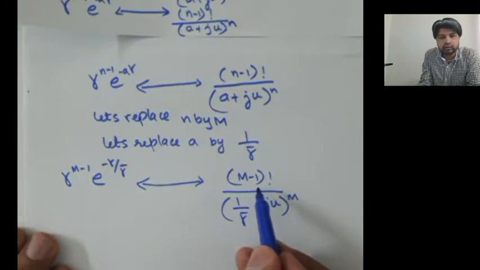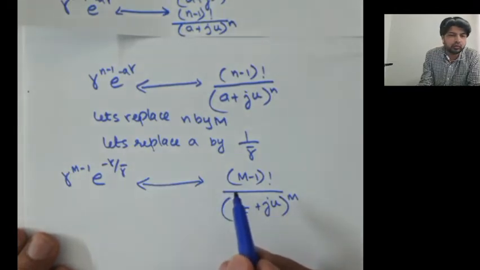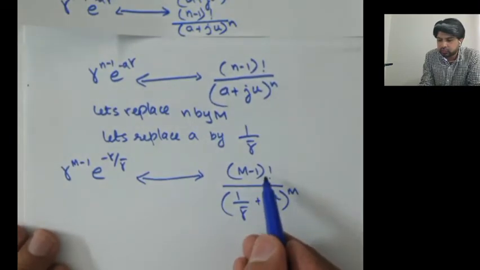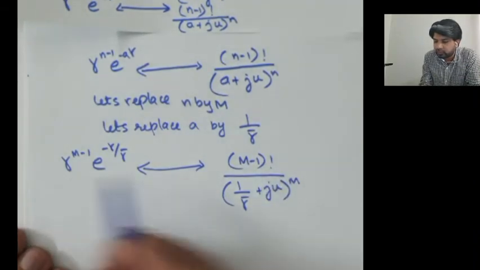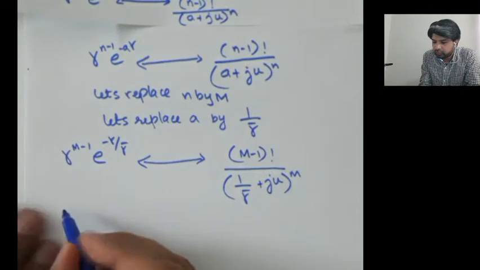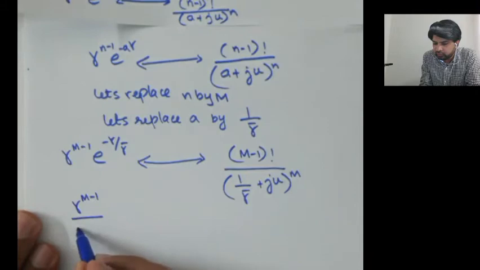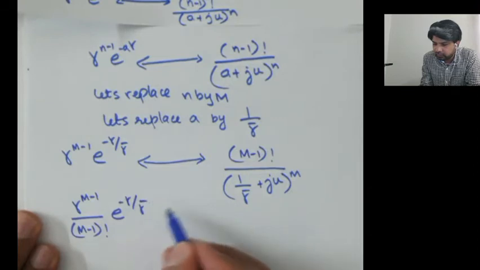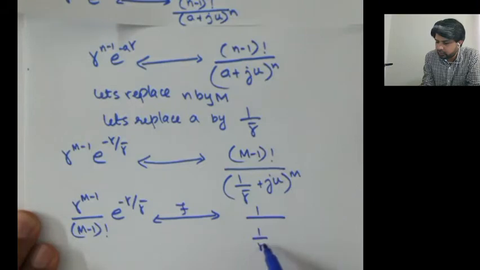If you want to get rid of this scale factor, you can divide both sides of the Fourier analysis by (M minus 1)!, because Fourier is a linear operation. So gamma to the power M minus 1 over (M minus 1)! times e to the power minus gamma over gamma bar would have a Fourier transform of 1 over (1 over gamma bar plus jv) to the power M.